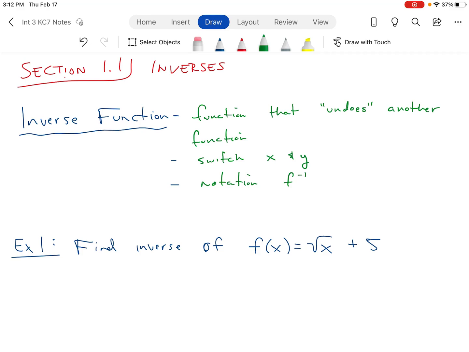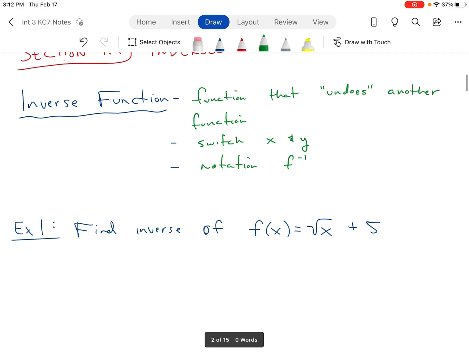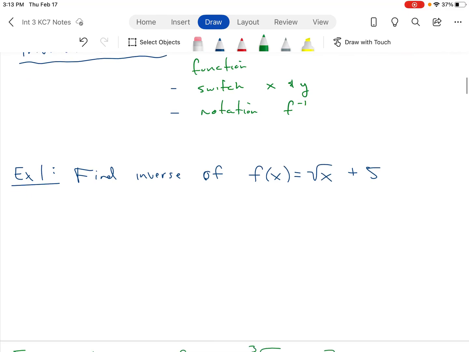Okay, so for example, we are going to go ahead and find the inverse of f of x is equal to negative square root of x plus 5. Now to do that, remember that f of x is the same thing as y. So I'm going to rewrite this using y instead of f of x. And when I do that, I'm going to switch those variables. So this is now going to become x equal to the square root of y plus 5. At this point, I want to solve for y. If I solve for y, that is going to be my inverse function because I reversed my variables.